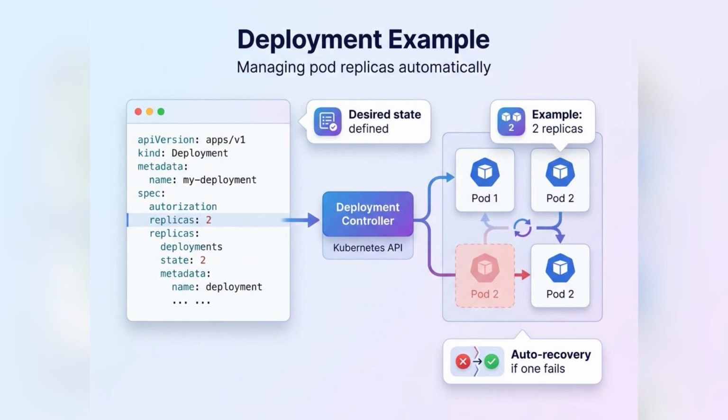One common configuration is a deployment. A deployment defines how many instances of your application should run. For example, you might specify that you want 2 replicas of your app. Kubernetes will then create and maintain those 2 pods. You can also define details like container images, ports, and environment variables. This makes deployments a powerful way to manage applications.